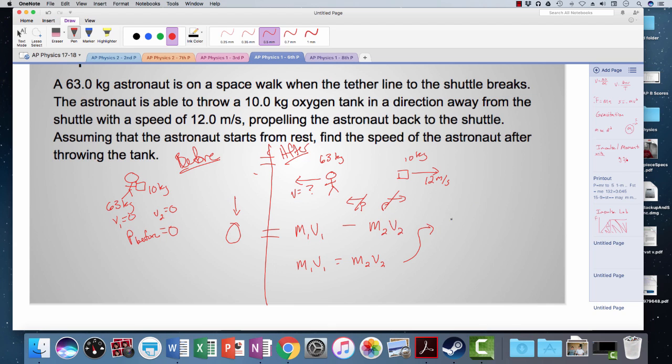So over here, 63V equals 10 times 12. So 63V equals 120. So V equals 120 over 63. And that's 1.9 meters per second. Those are the easiest types of problems. If you see something where everything's sitting still at the beginning, that's an explosion. So all you have to do is take the two things that are separating and set their momentum equal to each other and solve. Okay, so those are the three types. You can use those. Try the first two problems in that worksheet.